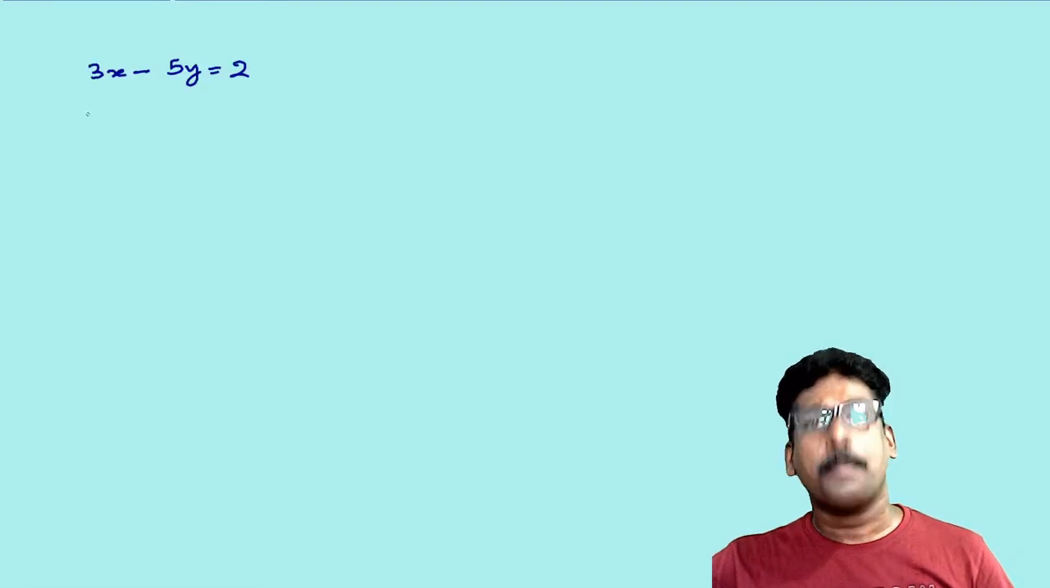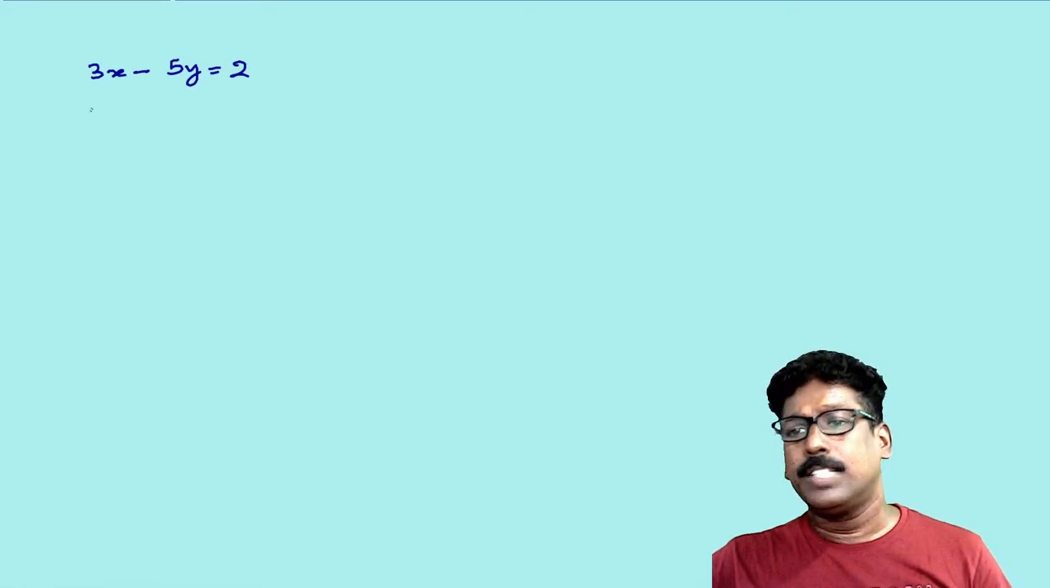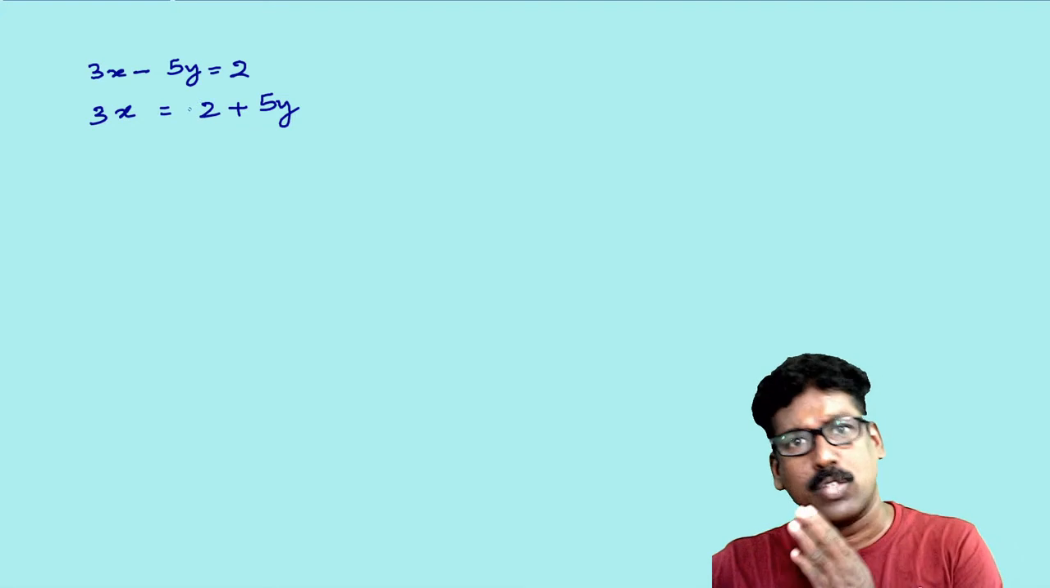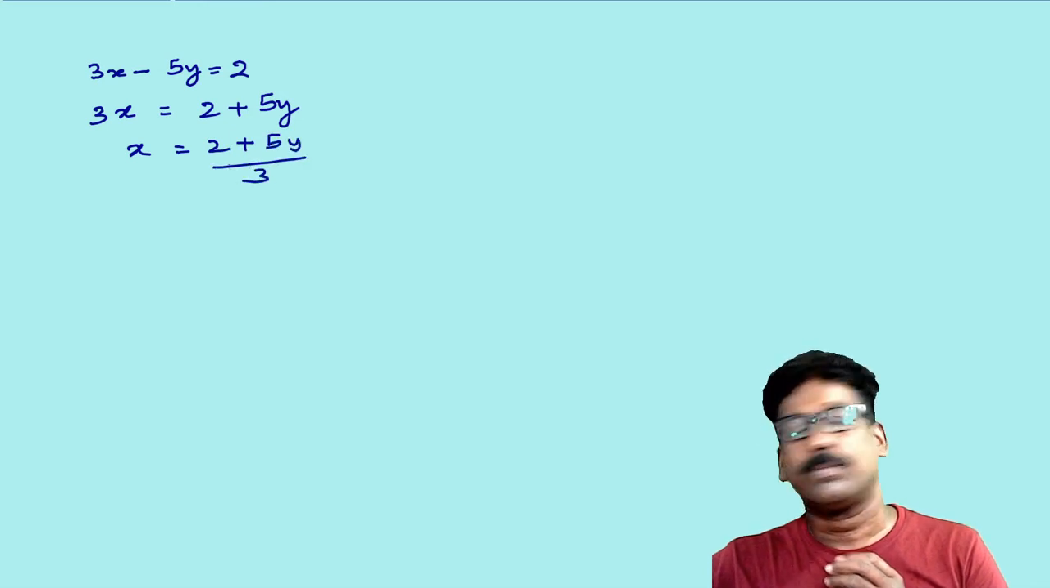Let me take an equation: 3x minus 5y is equal to 2. Let me take some values of x and y. This equation you can write as 3x is equal to 2 plus 5y. 5y you transpose to the other side. Then you get x is equal to (2 plus 5y) by 3.